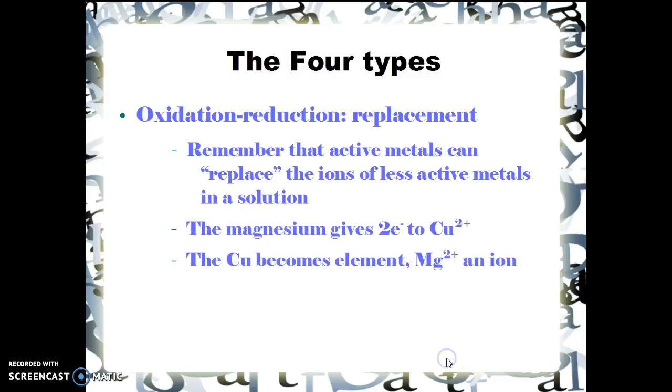So what's produced? Well, the magnesium is an active metal, so it can give away electrons. So it gives 2 electrons to the copper 2+. The electrons, negative, are attracted to the 2+ of the copper in solution. So the copper then turns back into metallic copper, and the magnesium, having lost 2 electrons, turns into magnesium 2+ ion. Those then must be the products, solid copper and magnesium ions in solution.